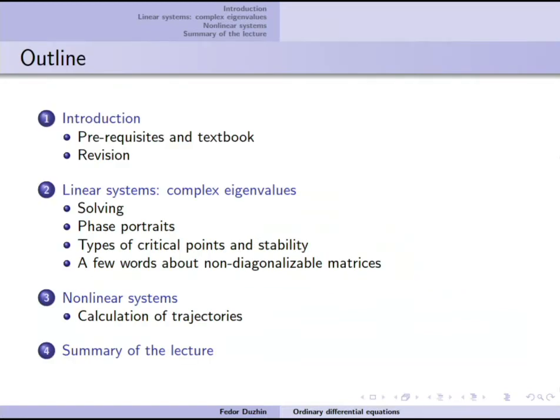So in this week, we're going to learn how to solve linear systems in case when the matrix has complex eigenvalues, and we are also going to touch a little bit about nonlinear systems of differential equations.